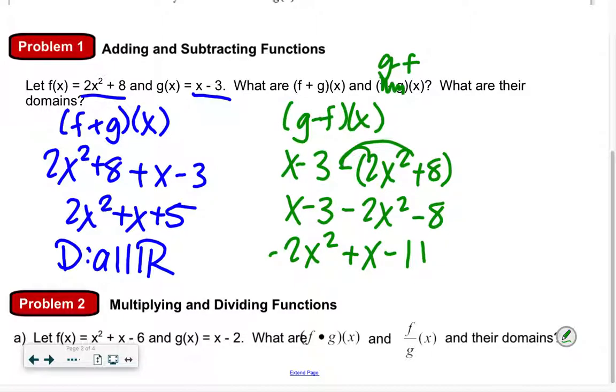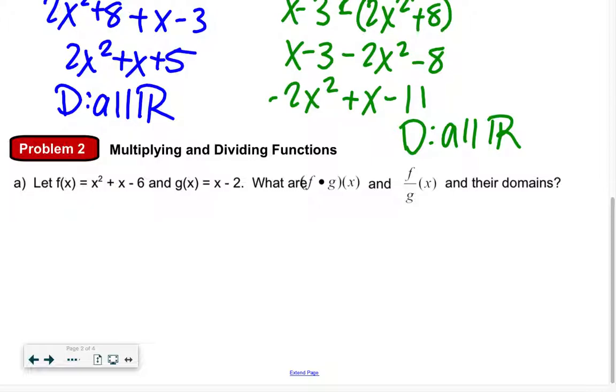Okay. Again, domain, like I said, the only thing you really have to worry about is when you're dividing. We aren't, so all reals. Our x can be anything, and we will have a y. Okay. Biggest biggest thing with subtracting is making sure your minus sign goes where it needs to be. Questions on adding and subtracting? Seem okay? Alright.